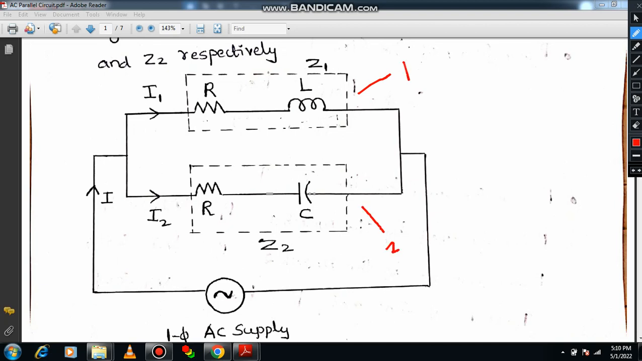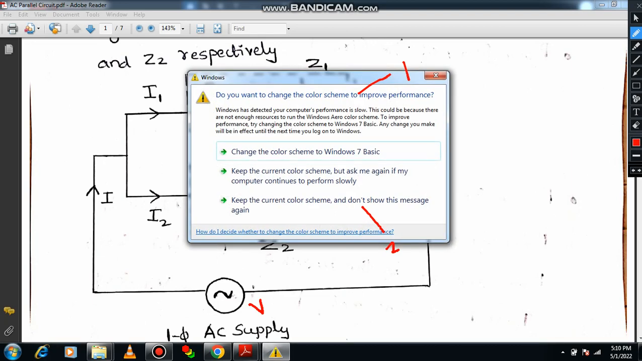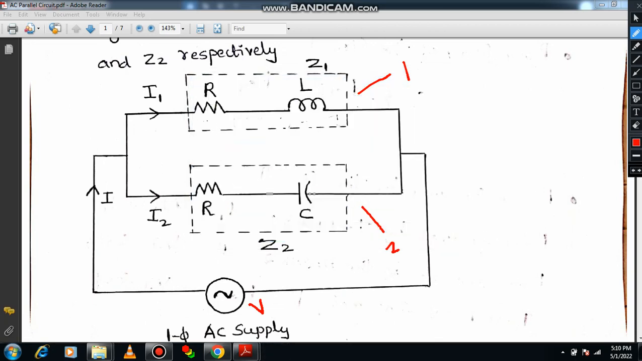What about the voltage which is applied at the circuit? This is your voltage, the RMS voltage V is equal to Vm sin omega t, which is applied over there. If I look at branch number 1, it is basically an RL network, an RL branch, so R and L are connected in series. So I1 is passing through R and L. If I talk about the second branch, R and C are connected in series.